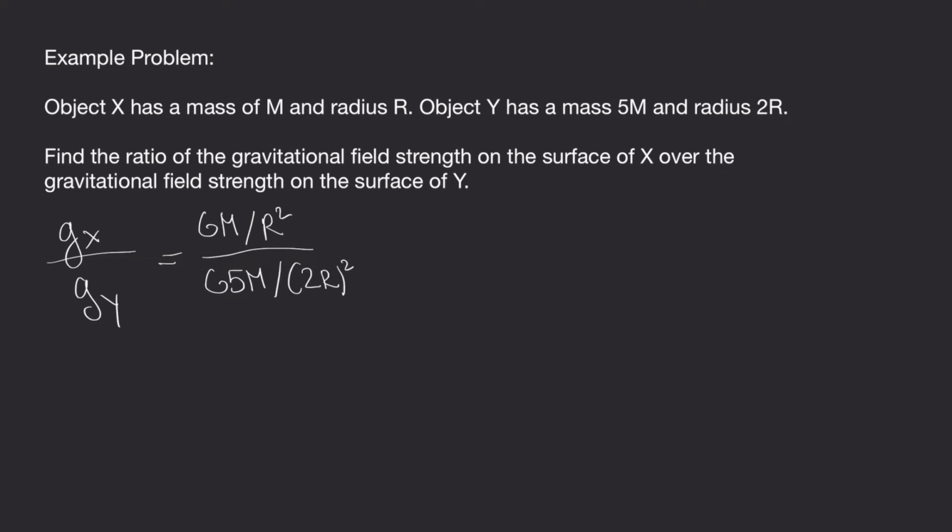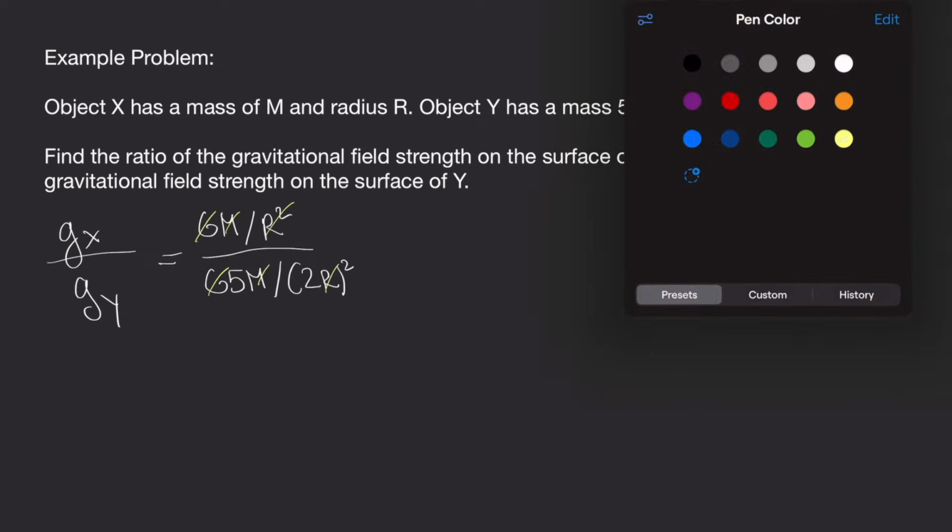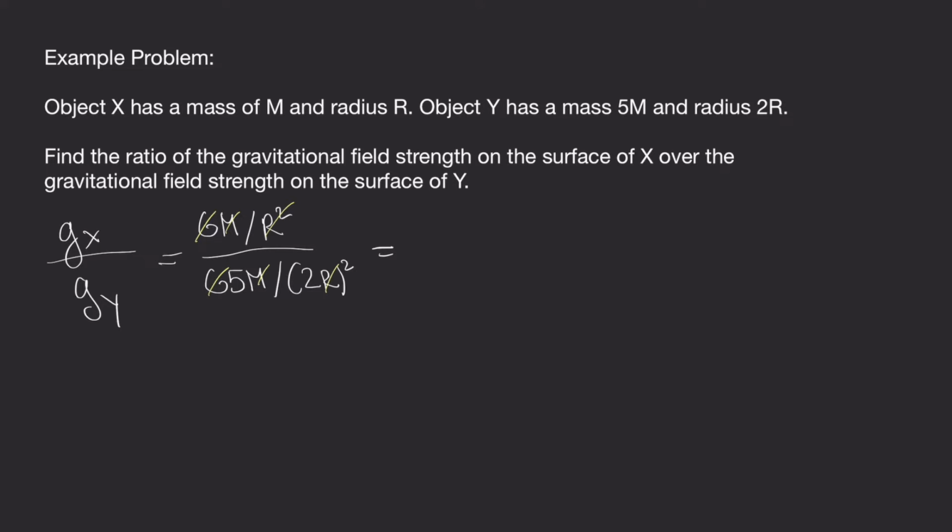Now we can do some cancellations. So g is going to go, the mass is also going to go. We're also going to have a factor of r squared, which is going to go. So what are we actually left with? Well, we are going to have at the top, we're just going to have 1, and then at the bottom we're going to have 5 divided by 2 squared, which is just a 4. So 1 over that is just going to give me 4 over 5.